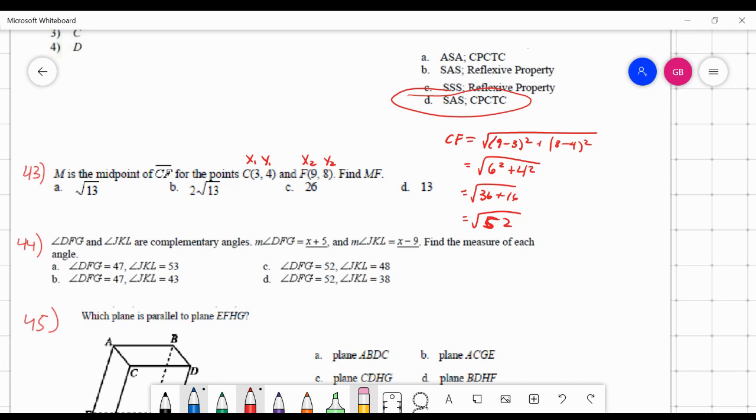But you know what? I'm going to simplify the square root of 52 first. Square root of 52 is the same thing as square root of 4 times the square root of 13, which is 2 square root of 13. Then MF is 2 square root of 13 divided by 2, so it's just square root of 13.